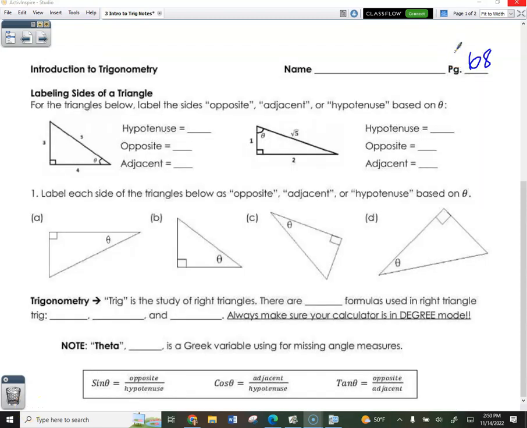Okay. This is page 68. I need you to be fully attentive. This is definitely one of those units that gets used multiple times in future math classes. You need to make sure that you're paying attention and you're also thinking, right? You're not just blindly copying down what you see.